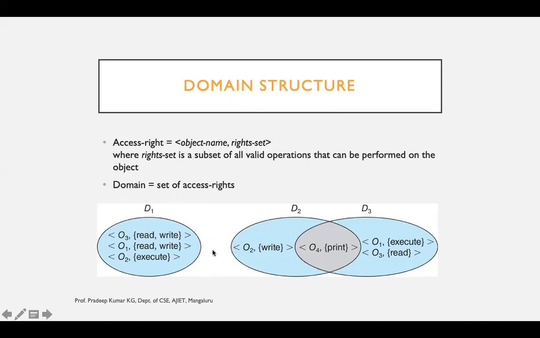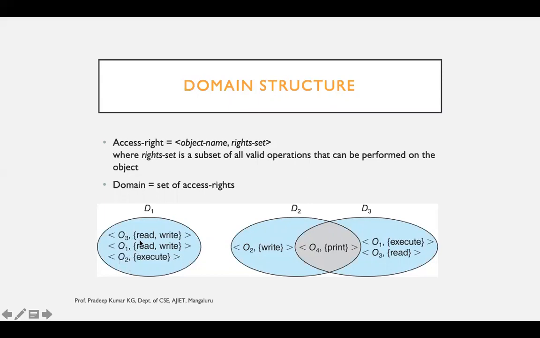So you can see an example over here. We have three domains, D1, D2, and D3. D1 is having three objects: object 3, object 1, object 2. Please follow my cursor on the screen. Object 3, object 1, object 2.